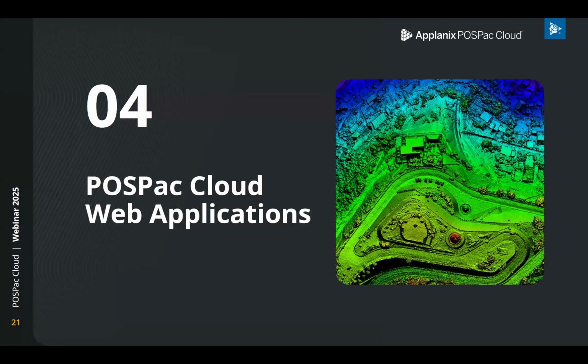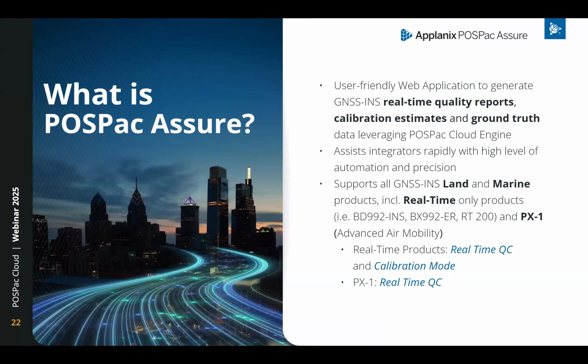Now, let me introduce some of our POSPac Cloud web applications. I will start with the POSPac Assure. So what is POSPac Assure? POSPac Assure is a user-friendly web application to generate GNSS-INS real-time quality reports, calibration estimates, or ground truth data, leveraging our POSPac Cloud engine. It assists integrators rapidly with high level of automation and precision.